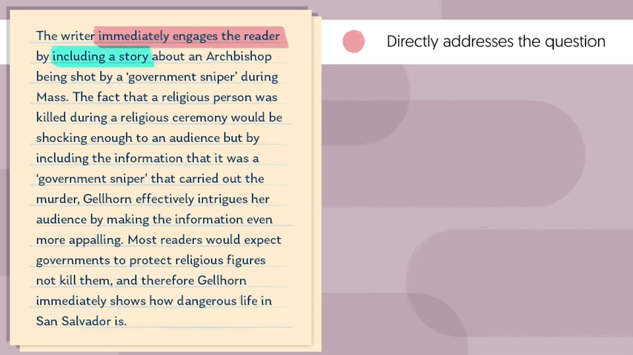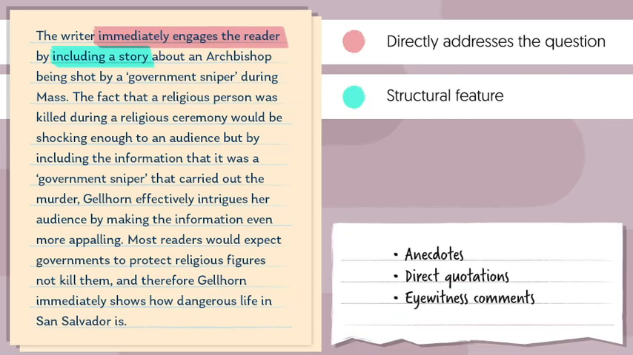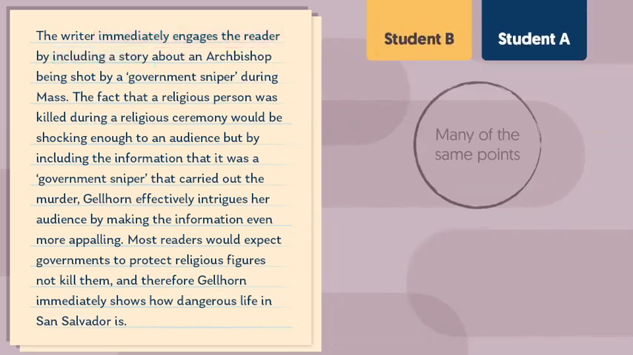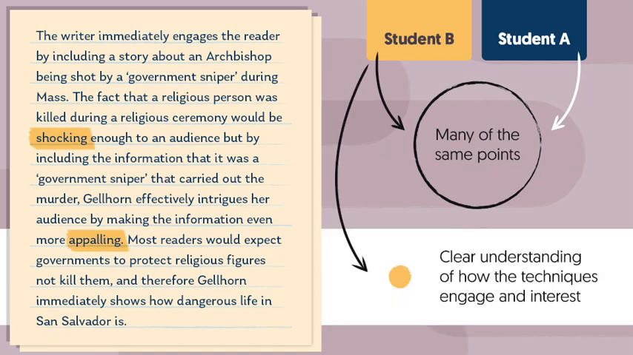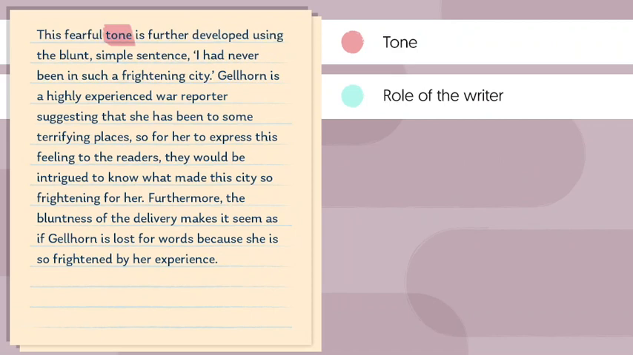By analysing Gellhorn's choice to include the story about the Archbishop, the student is actually discussing a structural feature. Anecdotes, direct quotations, and eyewitness comments can all be classed as structural elements of a text if analysed properly. Although student B uses many of the same points as student A, by saying things like "the reader would find things shocking and appalling", there is a clear understanding of how the techniques are working to engage and interest the reader. This response also discusses tone and links to the role of the writer herself, which helps show a greater understanding of how the text works as a whole.